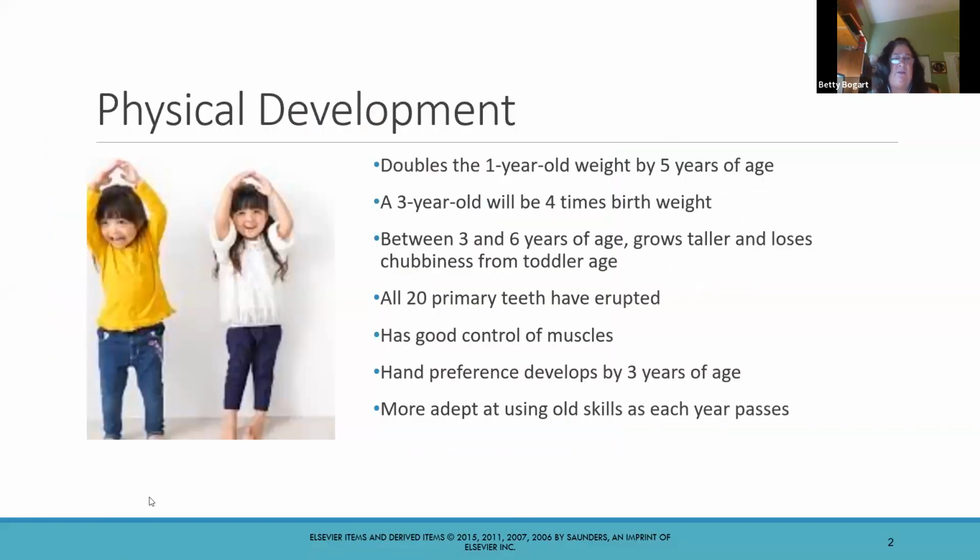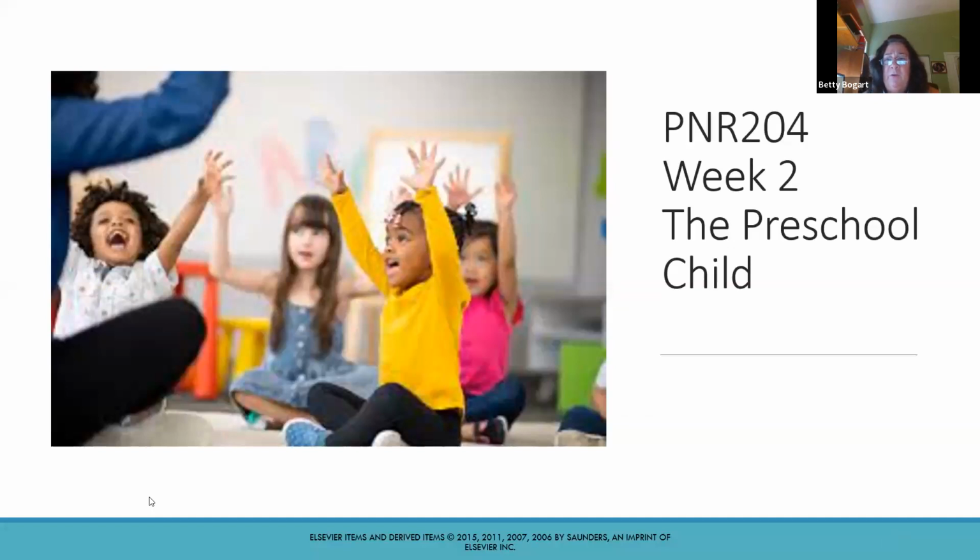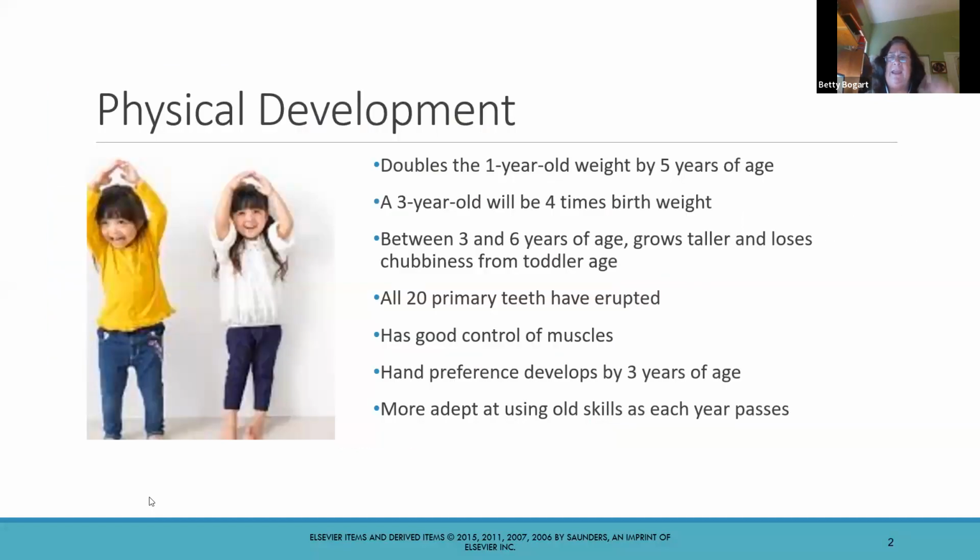Okay, let's go into, we're now into the preschooler. So preschooler, ages 3 up to school age, which is about 6 years old, okay? So they should double that 1-year-old weight by 5 years. We know we quadruple the birth weight by 2.5 years. So they're still growing really slowly. Toddlers, preschoolers, school age. It is slower and steady, okay? 3-year-old is 4 times the birth weight. And they say 2.5. All right, 3 years is fine, good too.